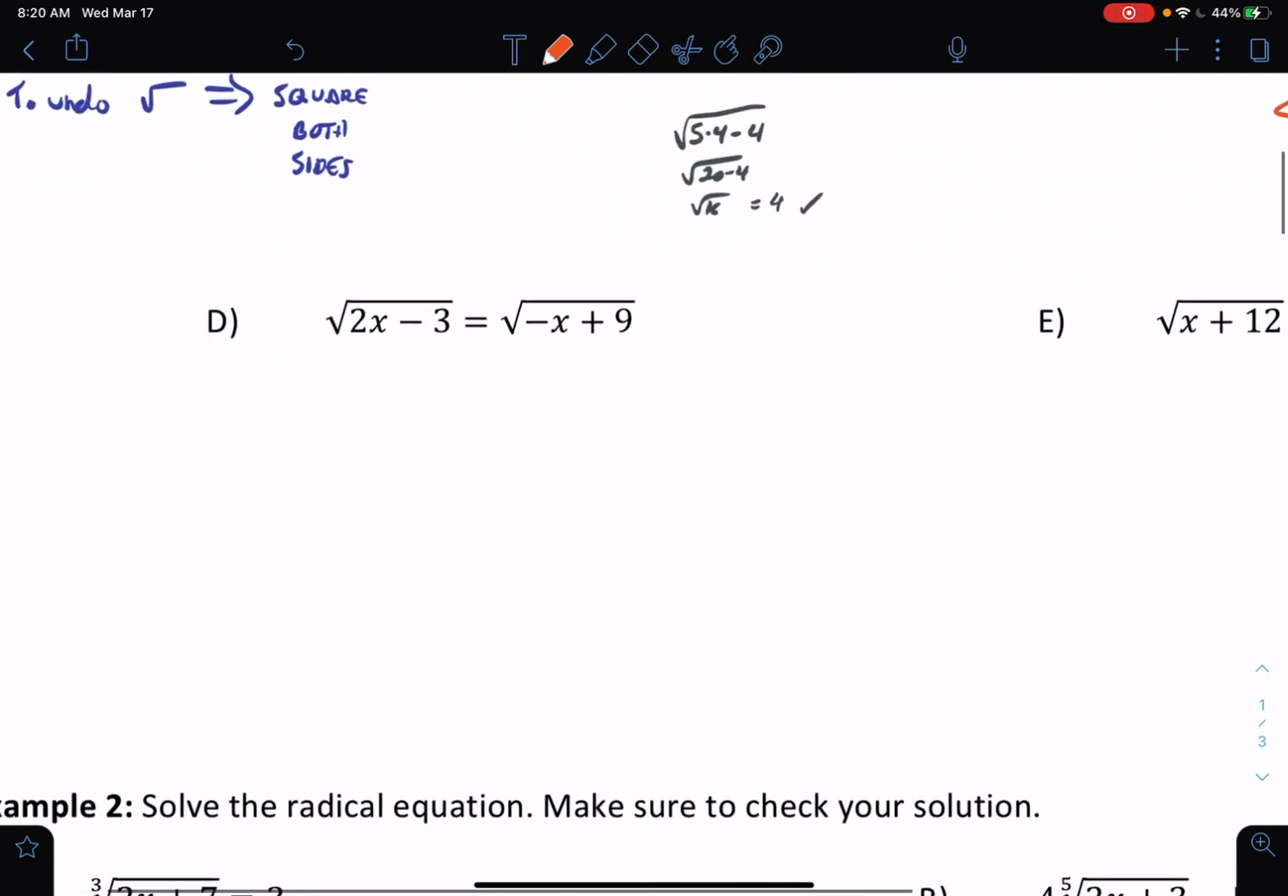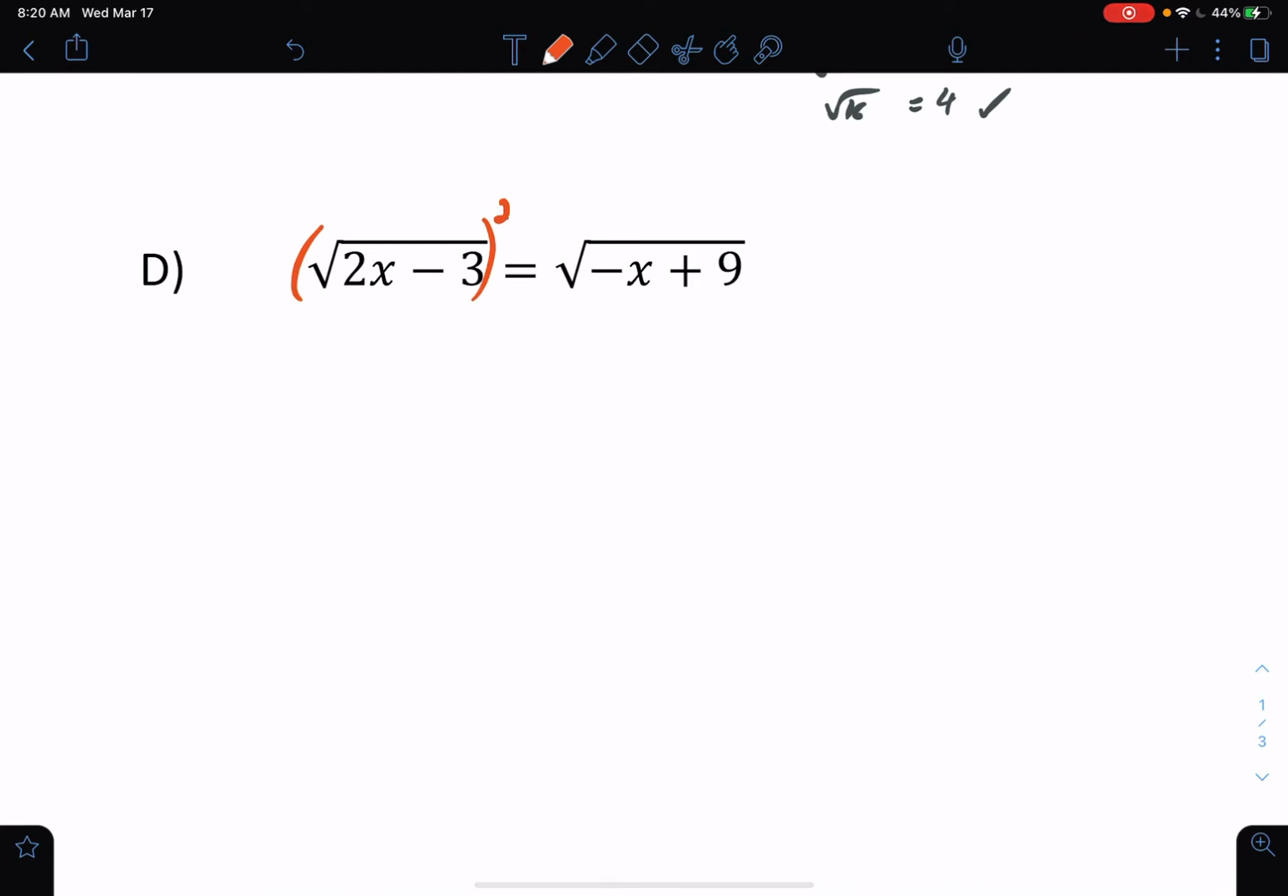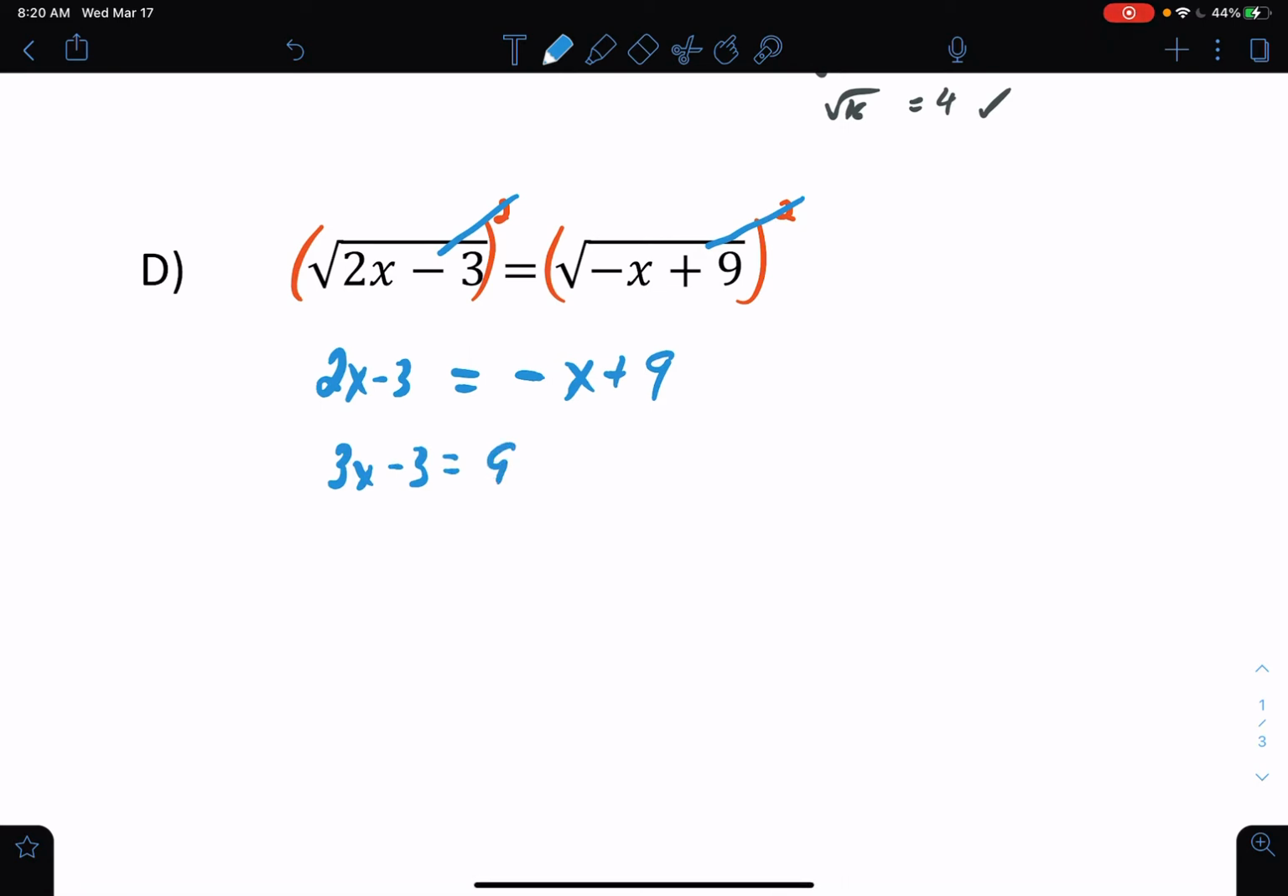Moving on to D. Here we've got a square root on both sides. They're already isolated, so I'm just going to square both sides. The squaring is going to cancel out the square root, and I'm going to be left with what's underneath the radicals, so 2x minus 3 equals negative x plus 9. So I'm going to add x to both sides, so I'll get 3x minus 3 equals 9. Add 3 to both sides, so 3x equals 12. Divide both sides by 3, x equals 4.